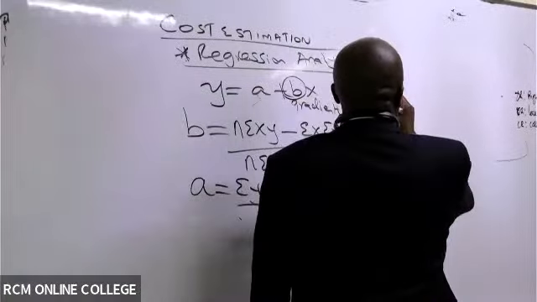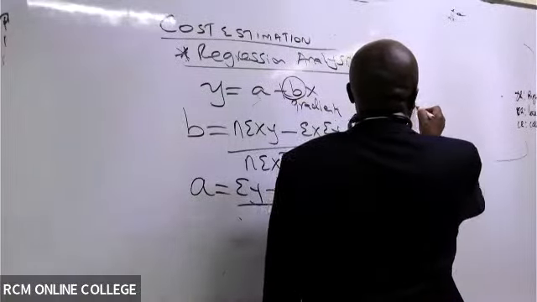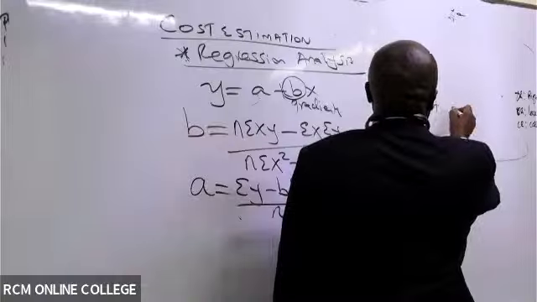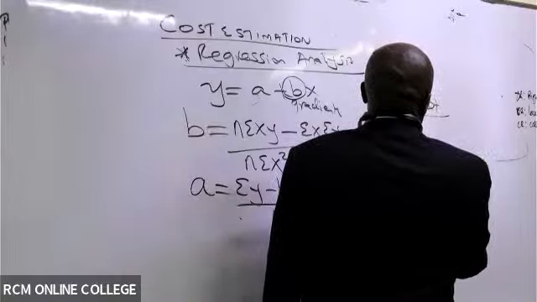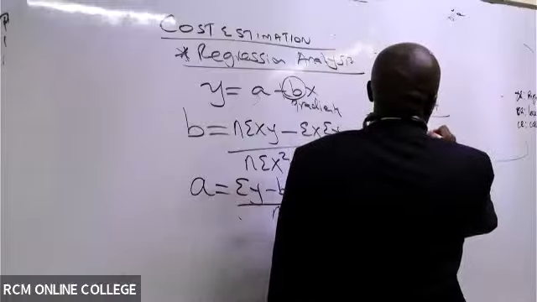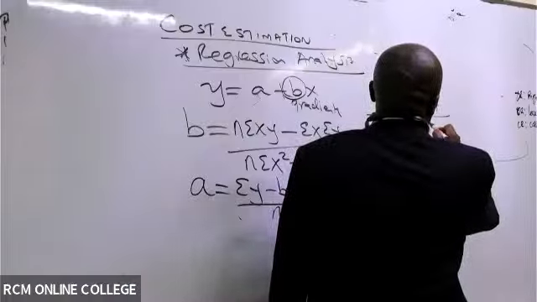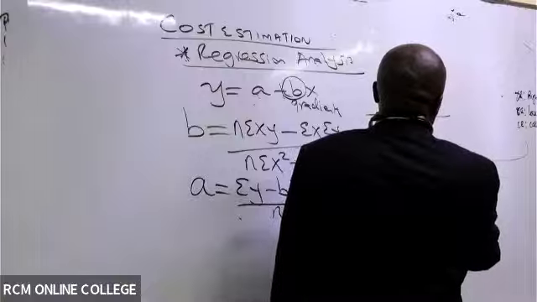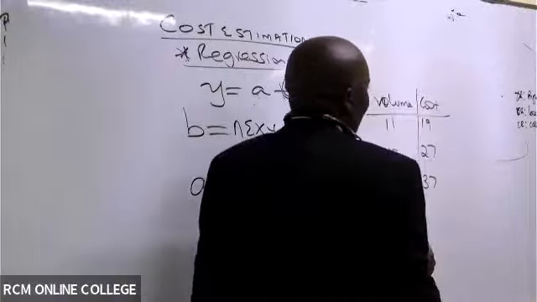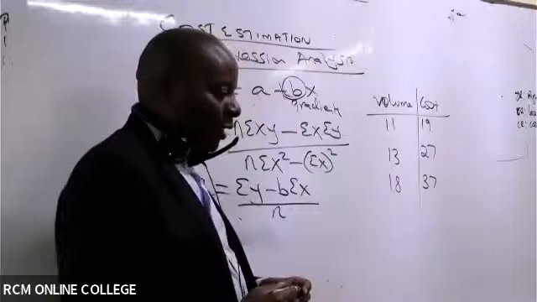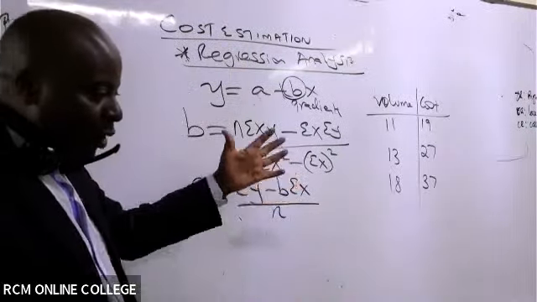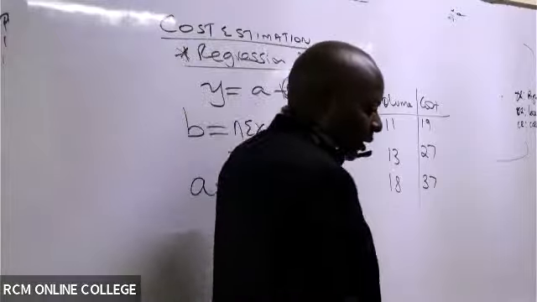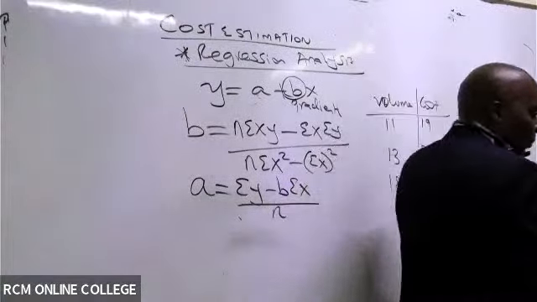Assuming you are given here volume versus cost. So we have here volume of say 11, 13, 18. Cost in this case here we have 19, 27, and then 37 like that. And then you are told in this case here to give us a regression equation. Please write this as an illustration before I go back to my past paper.